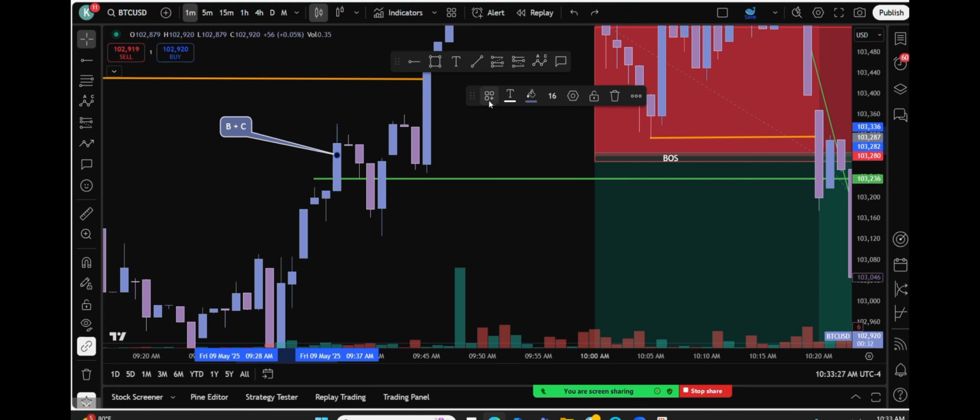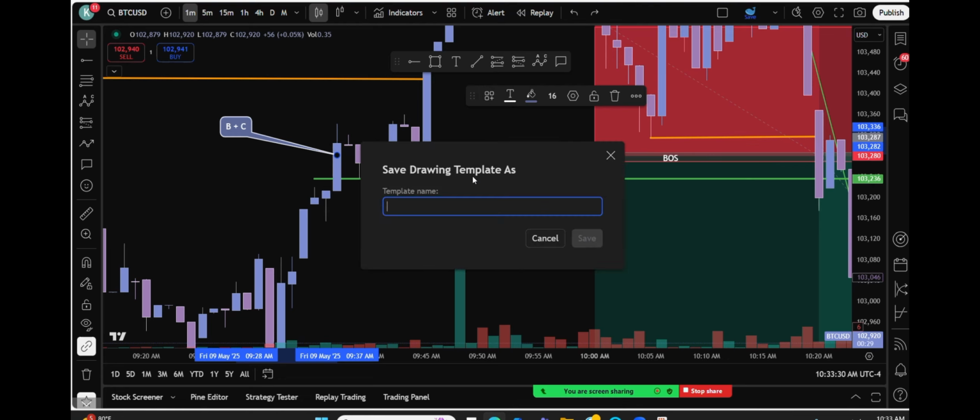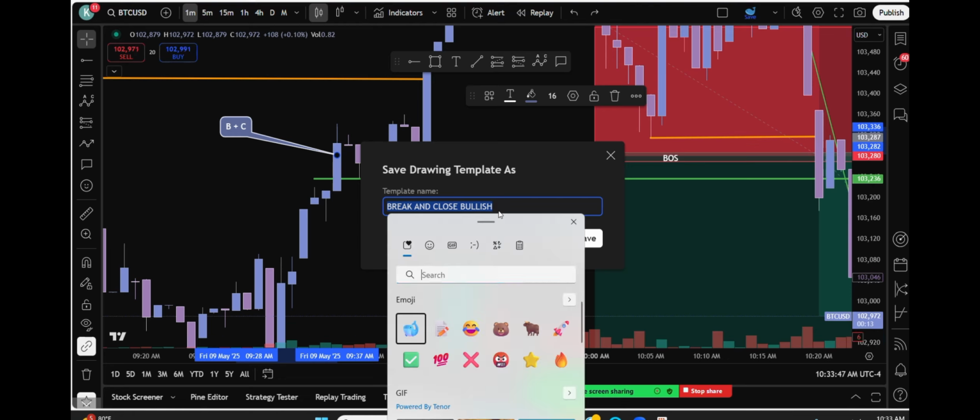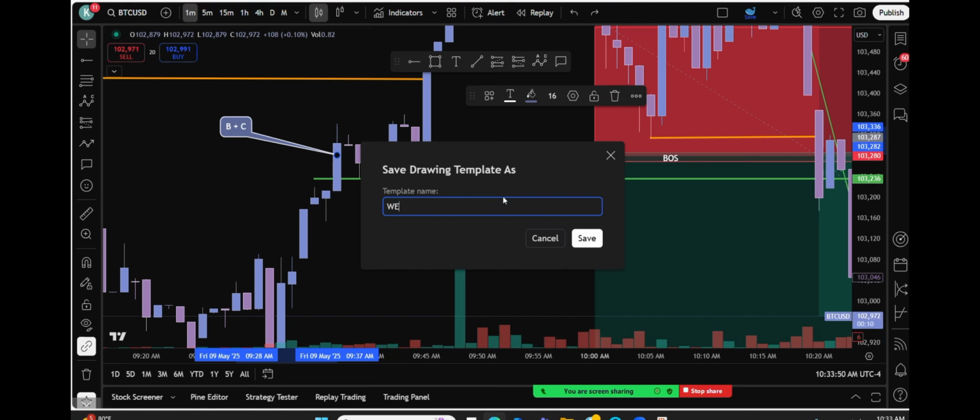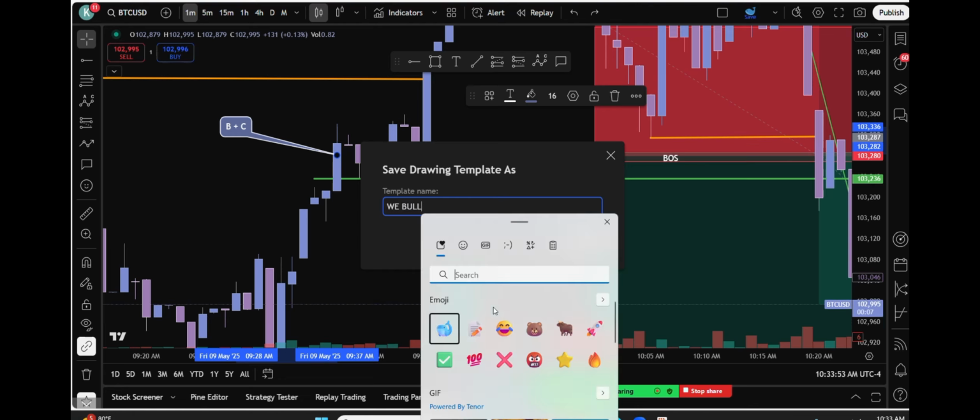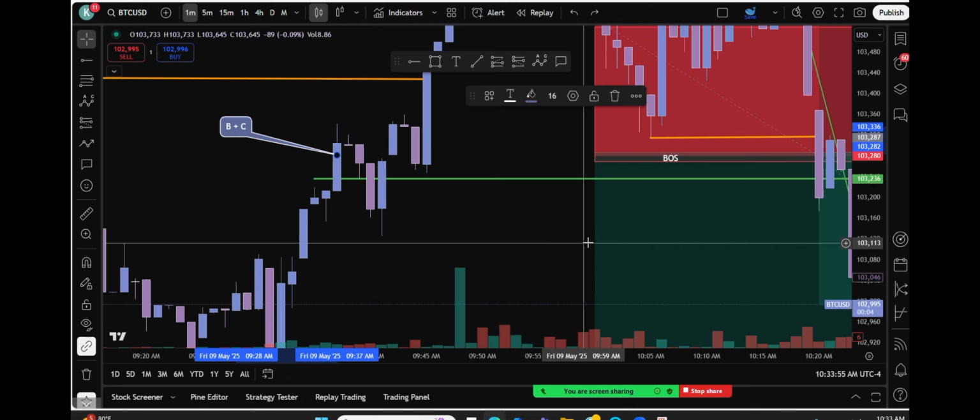Alright, so B plus C. We want to save it as break and close bullish. Yep, let's use all those words. Or let's simply put we bull. Yep, let's put we bull. Cool.